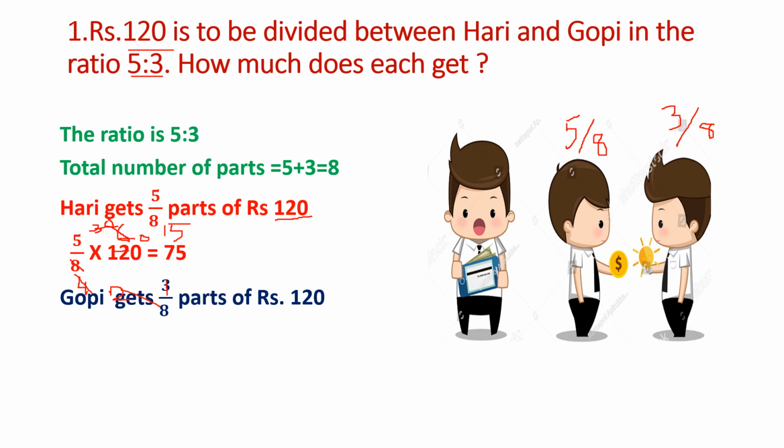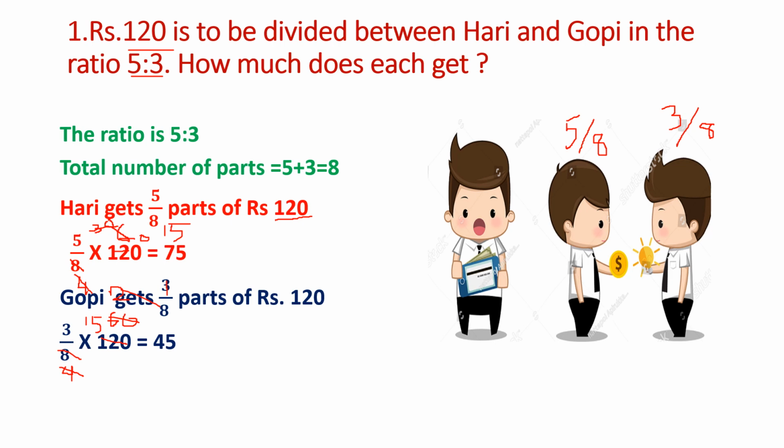Now Gopi gets how much? 3 by 8 parts of 120. Look at Gopi. He is getting 3 parts out of total 8. So 3 by 8 parts of rupees 120. What can we do about this 'of'? We will write it as into. So 3 by 8 into 120. If I cancel, 2 4s are 8 and 2 6s are 12. Again in the same way, when I cancel I'll get 15 here. So 15 3s are 45.